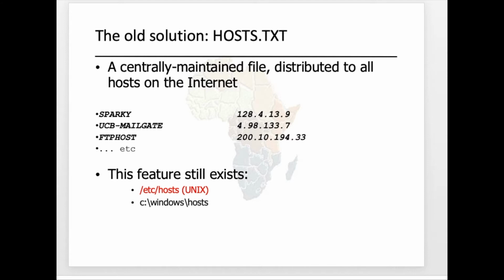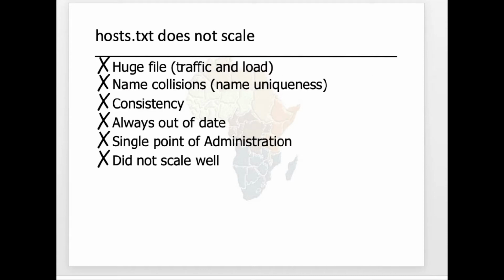In the old days of DNS, there was one single file. It was called the hosts.txt file. And it was managed by one individual who was keeping track of all those names and numbers, name to number information. And this did not scale very well for a number of reasons. Over time, as the internet continued to grow, this file became very big.